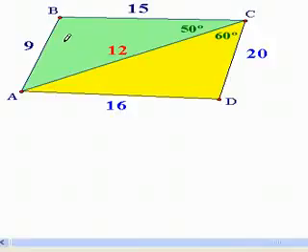Are these two triangles similar? Well, first I'm going to look to see if I've got a side-angle-side situation here: 15, 50, and 12, and 20, 60, and 12. But I notice that the included angles, 50 and 60, aren't congruent.